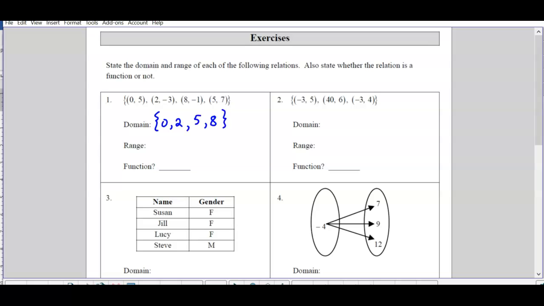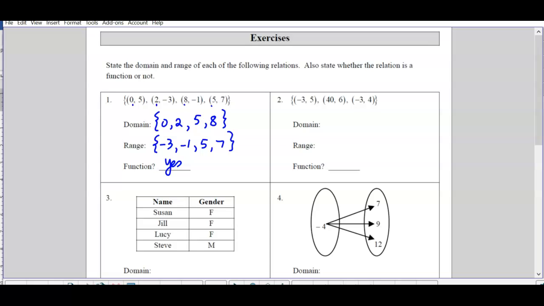So the domain is all the first elements of the set of ordered pairs. The range, I'll put in order: -3, -1, 5, and 7. And you want to check your first values. They're all different, so yes, it's a function.